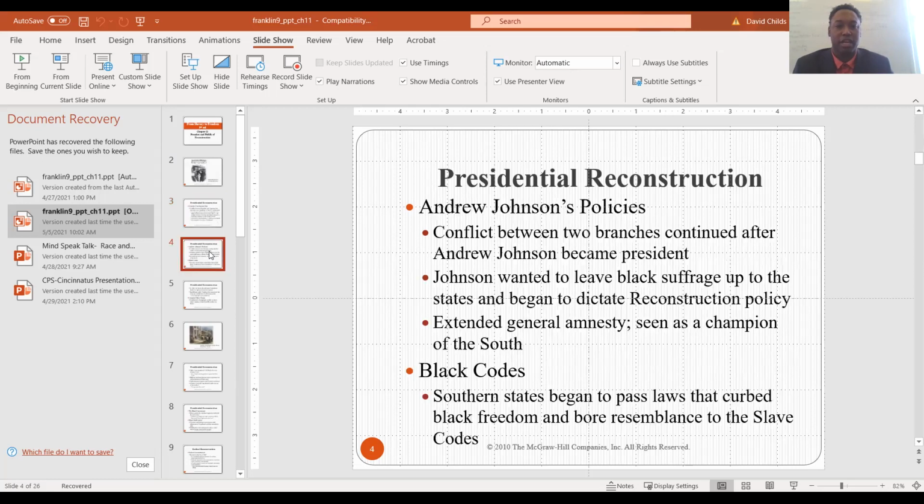Okay, so on to the next slide here. Andrew Johnson was the president that came after Lincoln was assassinated.